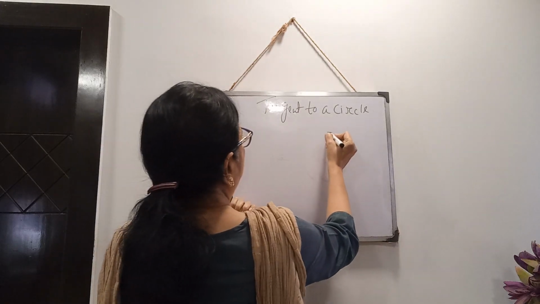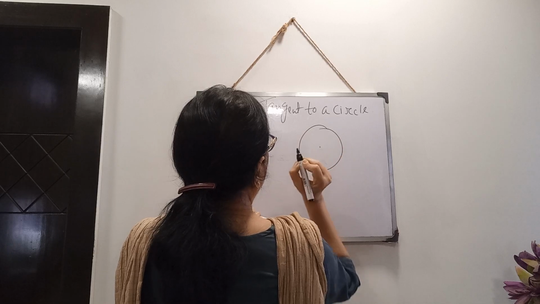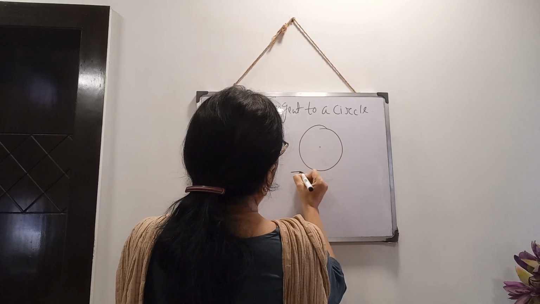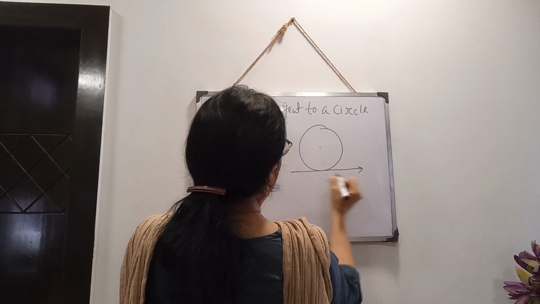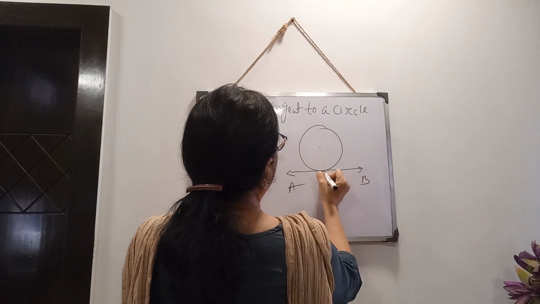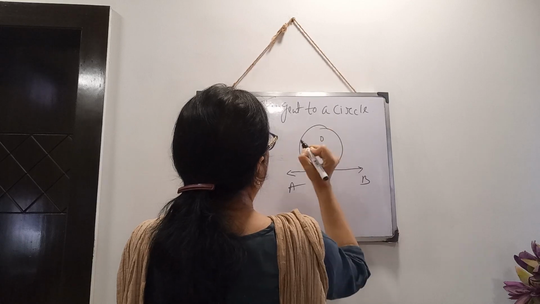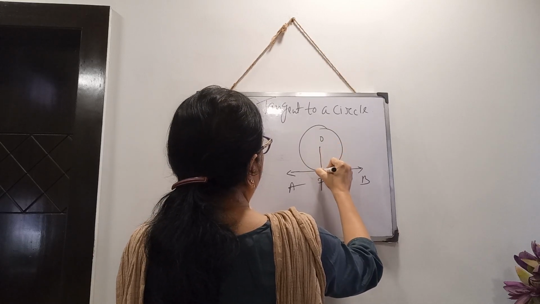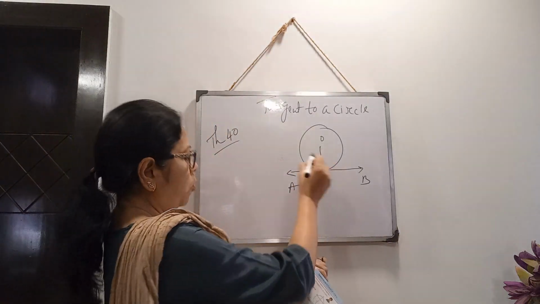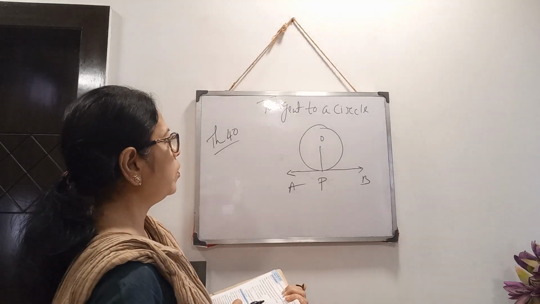This is the circle and this is the center. Now this is the tangent. AB is the tangent, touches the circle at the point P, and O is the center and OP is the radius. So the statement is that the tangent to a circle at any point on it is perpendicular to the radius passing through the point of contact.